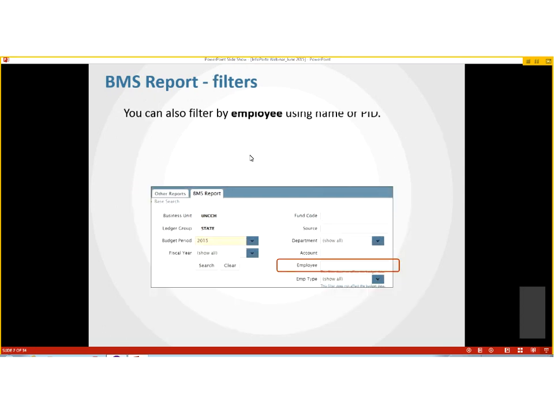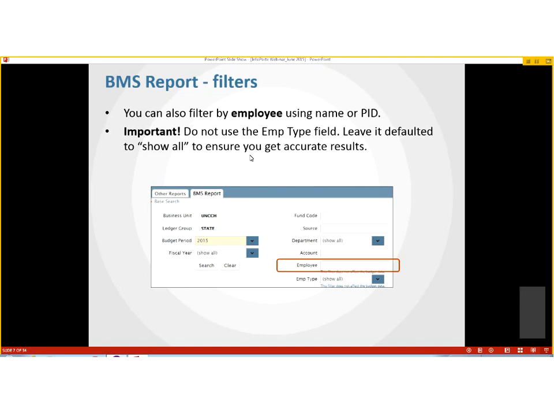One more slide on searching. You can now search by employee using the name or PID. And another thing on the search page regarding the employee type field that you see here, you want to leave that to show all. Do not use the employee type filter. Just leave it to show all, and this will ensure that you get accurate results.